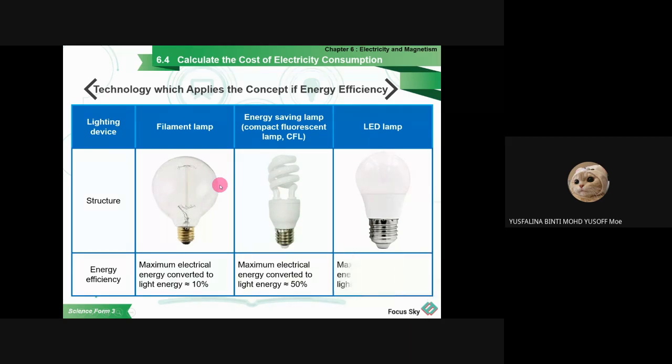And this is the LED. For the LED, the maximum energy converted to light energy is almost 90%. So this is the highest. Let's say just now I supplied 90 joule of electricity to the LED lamp, I will get almost 81 joule. So only 9 joule will be released as heat to the surrounding. So you can see here the LED lamp is very good to use as the light bulb in our house, because the energy efficiency is very high, so it will save costs.